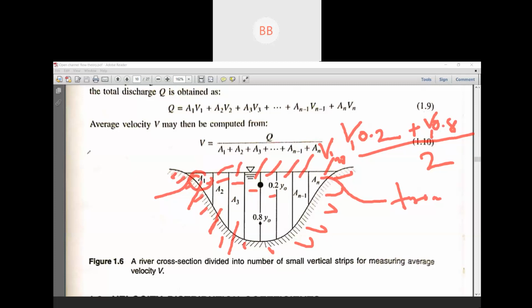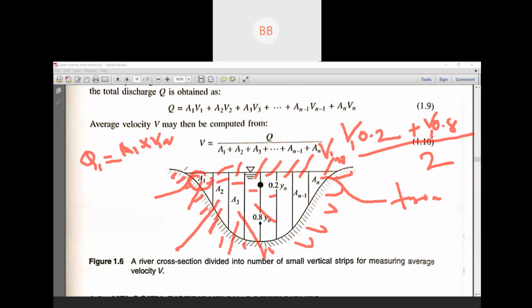Then we are going to find out q1 is equal to area 1 multiplied by v1 average. Then you will get q1. Similarly you are going to find out q2, q3, q4 and so on. Then you add all the discharges to find out the total discharge of that particular channel section. This is how you can find out your discharge in that particular section, or velocity, or cross-sectional area.